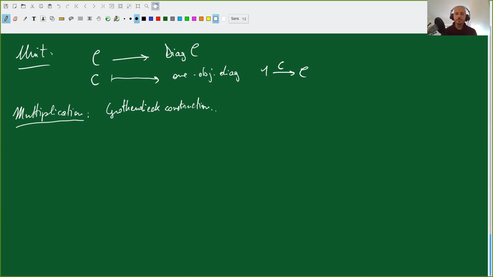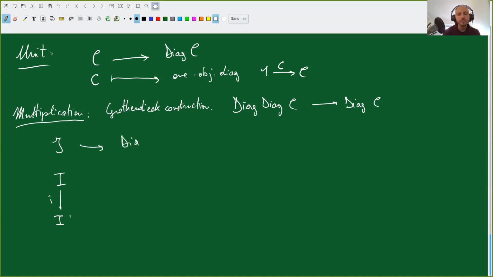Why? Well, first of all, we need something from diag of C to diag C. So what's an element of diag of C? That has to be a diagram of diagrams. So what does it mean? We have a small category here with objects and morphisms. Then here we are in diag of C, so let's call this D.